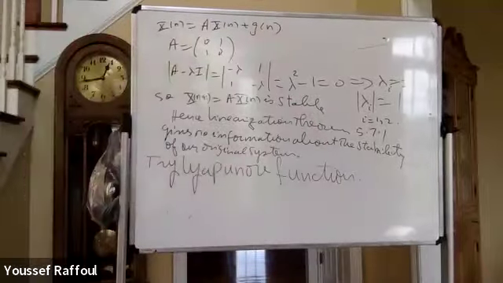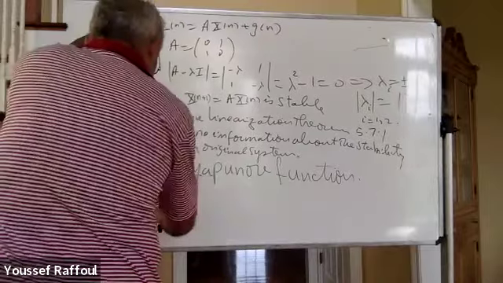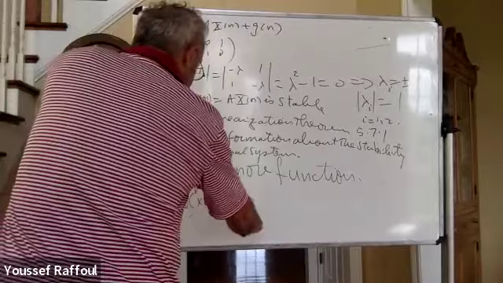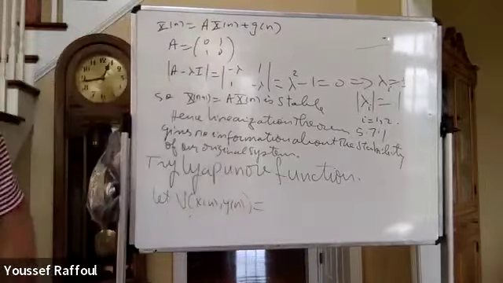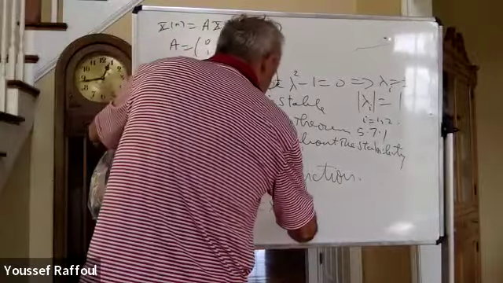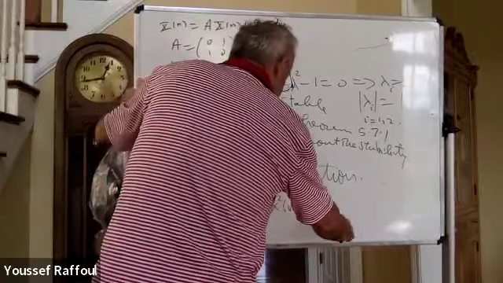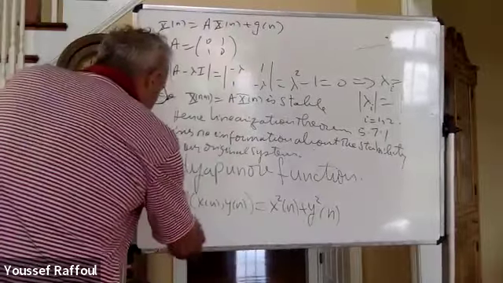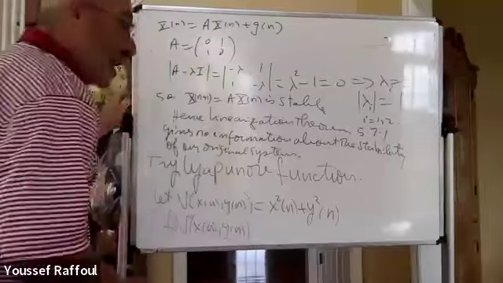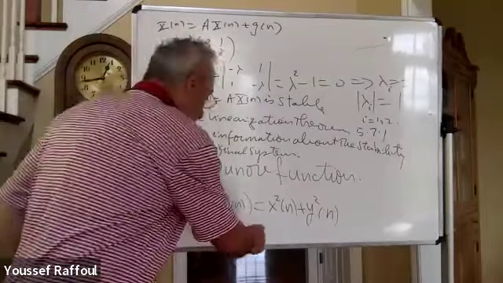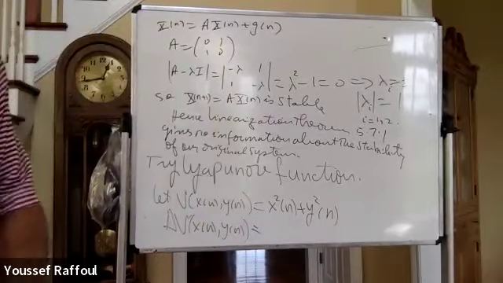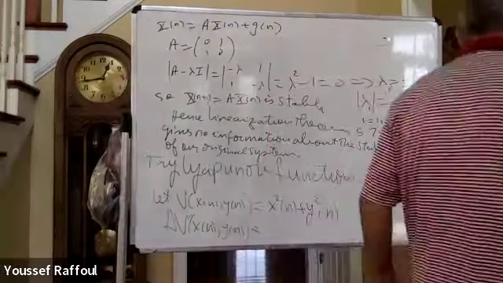Okay? So I am going to take V of (x_n, y_n) equal to x squared of n plus y squared of n. I'm going to ask you to compute. Take a few minutes and do that. Compute that. See what you get. Okay?